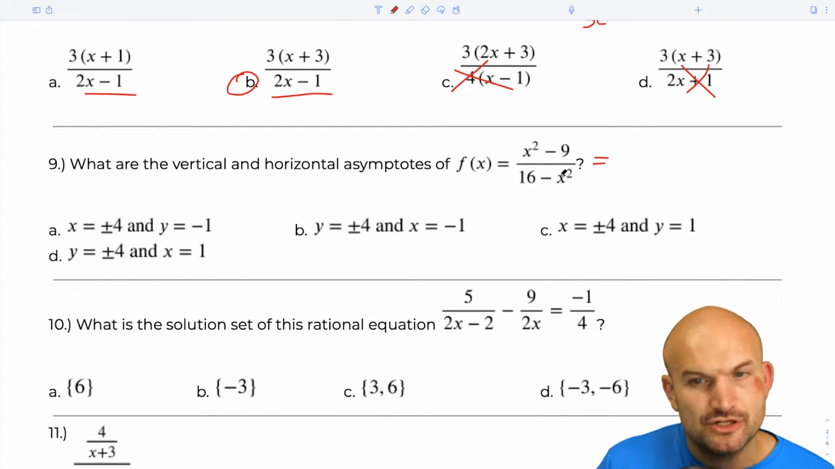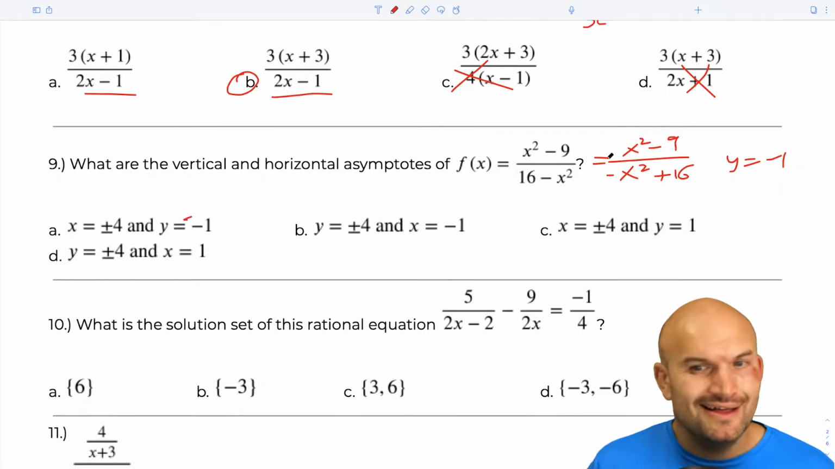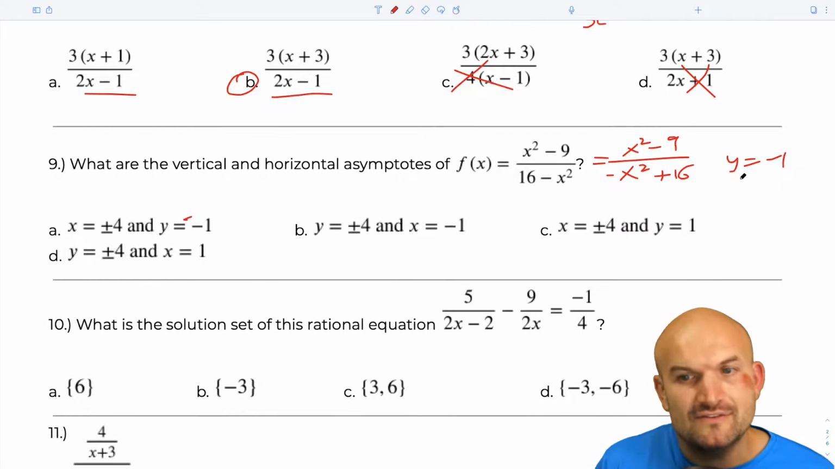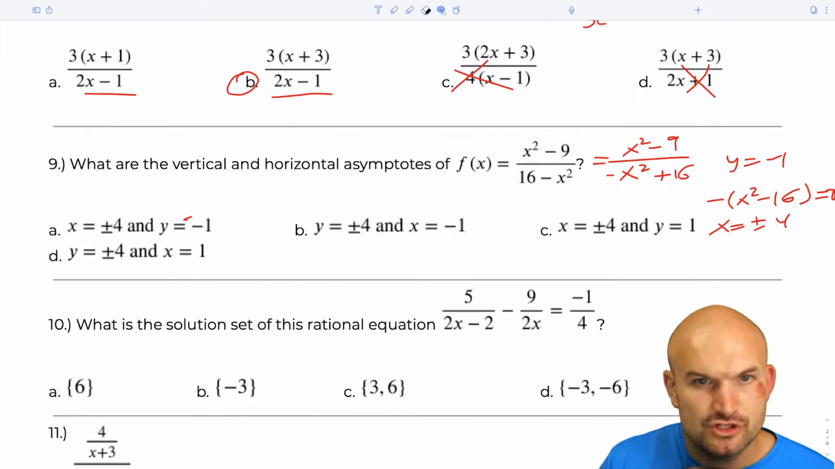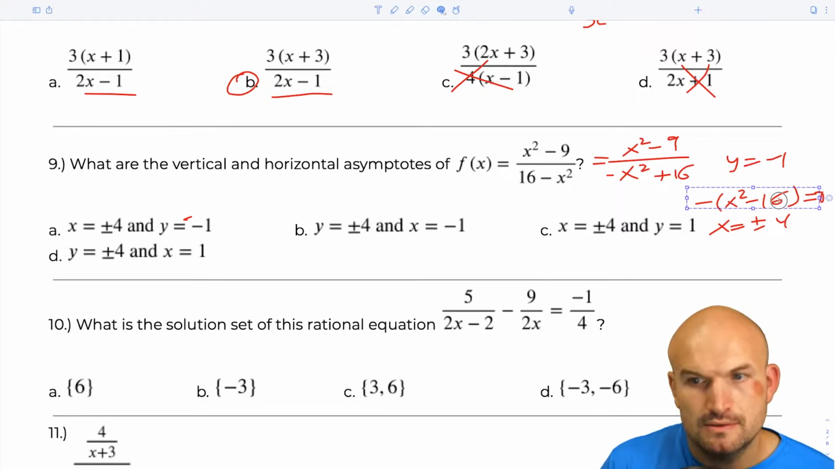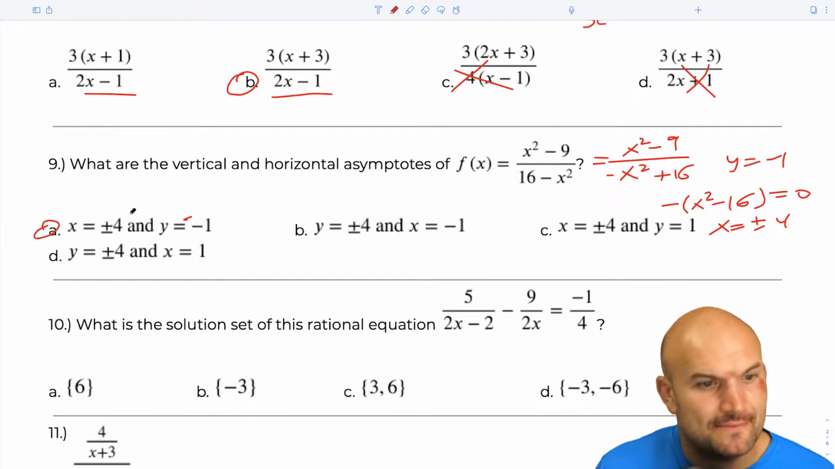If you want to make sure you rearrange this, so therefore it's x squared minus 9 divided by negative x squared plus 16. So my horizontal asymptote is y equals negative 1. And the only one I see with y equals negative 1 is right here. I think you guys can agree if you factor out that negative, then you get negative x squared plus 16, which is x equals plus or minus 4 if you were to set that equal to 0. I kind of ran out of space on that, but I feel like I need to show that. So I'm going to move this. There you go. But if you did set that equal to 0, you would get those values. But we don't really need to do this. I already see this, so I'm just going to go with A.